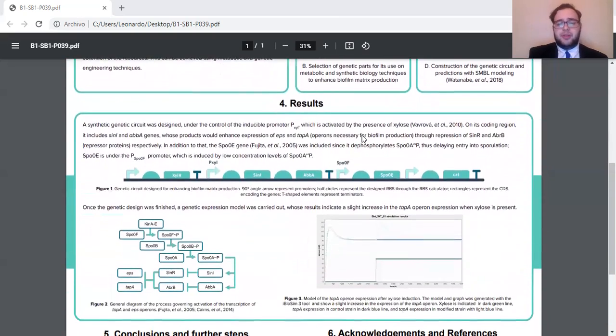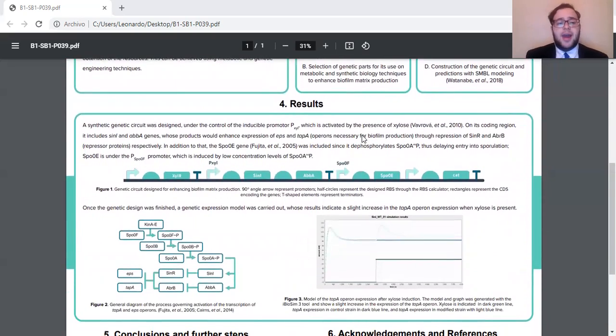So this will be the part of the results analysis. And as we may see in figure 1, a synthetic genetic circuit was designed under the control of an inducible promoter which is activated by the addition of xylose into the medium. We may see that some of the main genes involved in the construction of the circuit are sinI and slrA.